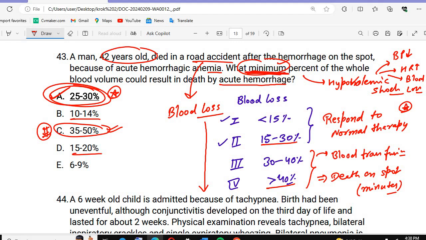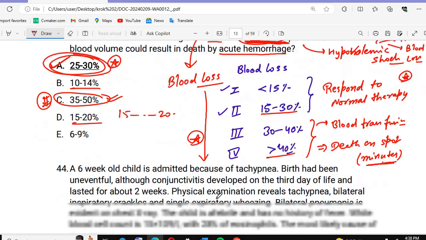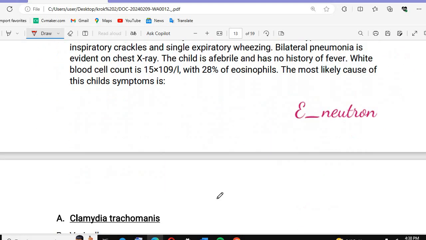Read the question carefully. If the question asks for the minimum percentage, it will be 25 to 30%. But here I'm saying 30 to 40%, more than 40%, is death on the spot within minutes. As you go to more blood loss, there is more proneness to death. I hope this is clear and you understand it easily.